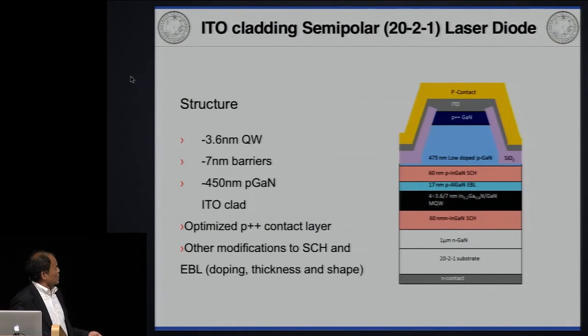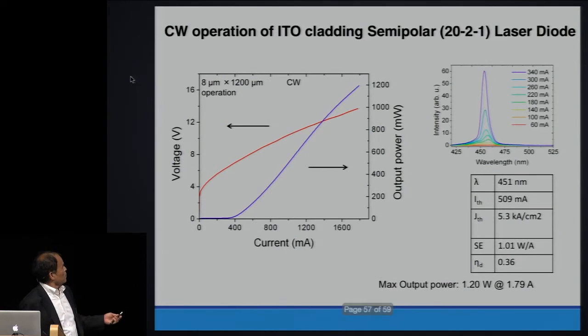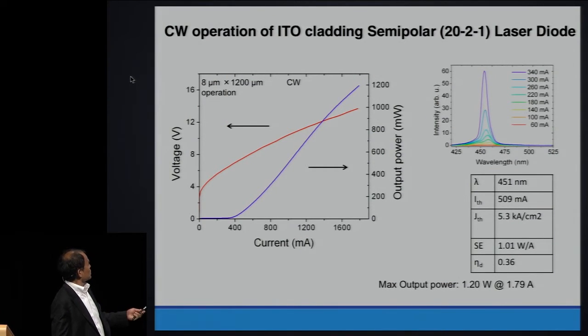At UCSB, we are developing a next generation laser diode. So we can make a high power laser diode. This one is 1.2 watt.